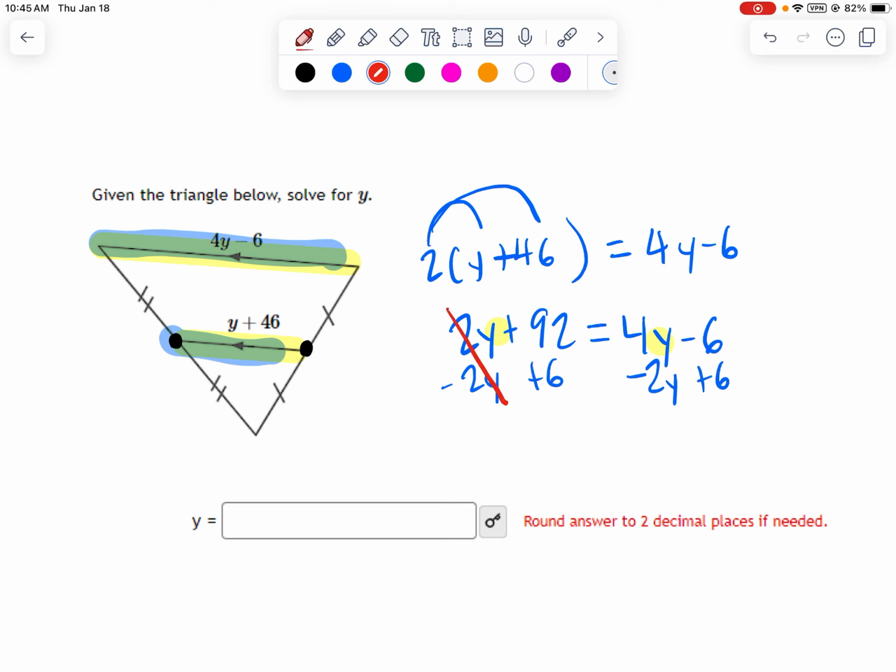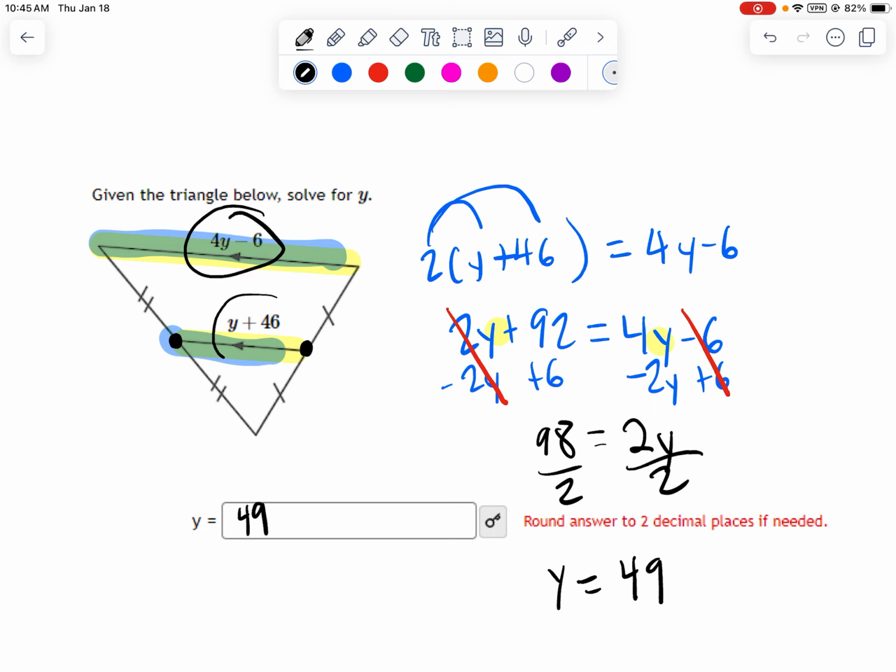Then those are going to cancel, and we're left with 92 plus 6, so 98, equals 4 minus 2, which is 2. So then we have 2y equals 98. Undo multiplication with division, and y equals half of 98, or in other words, y is 49. There you go. Now, generally you would want to double check that you're not going to get any negative values when you plug it in. But 4 times 49 minus 6 will be positive, no need to worry about that. Same thing here. So then you'd be done.